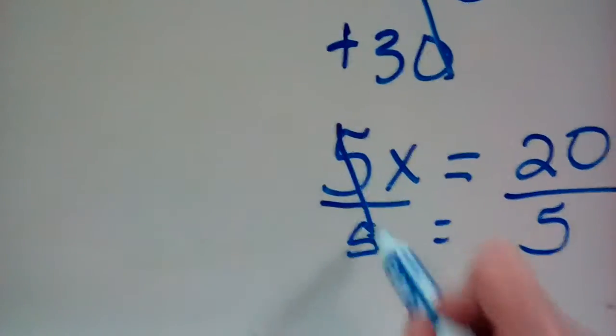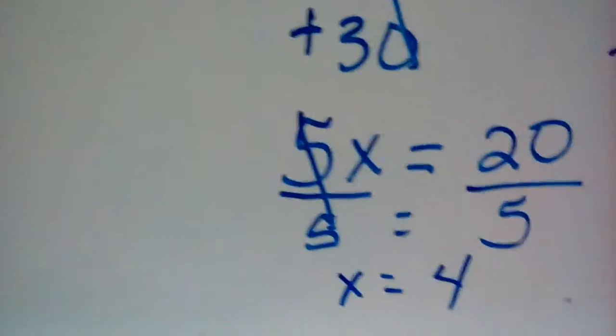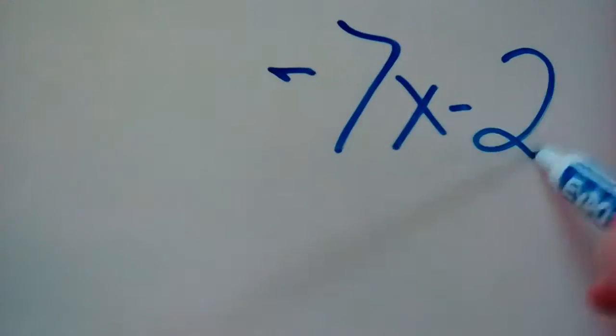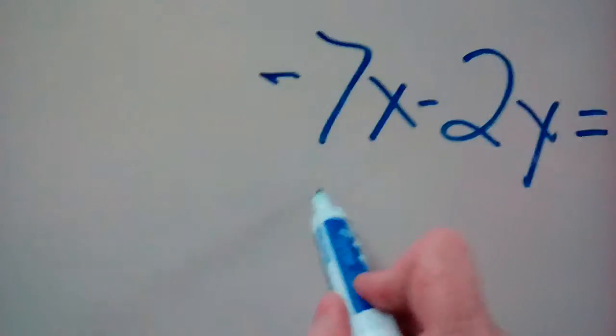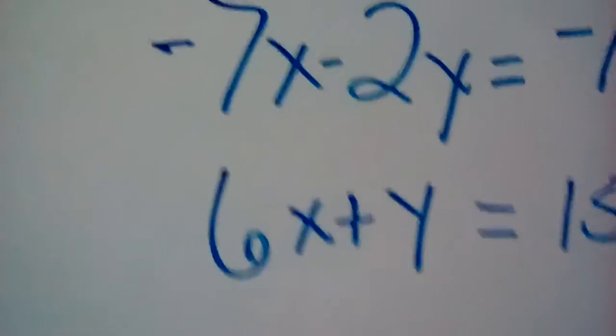So this cancels out. So now x is left with 20 divided by 5, which is 4. Okay? So now wherever I see an x, I can put a 4. So let's go back to my equations here. There it is: 7x minus 2y equals negative 10. And then I had 6x plus y is equal to 15.